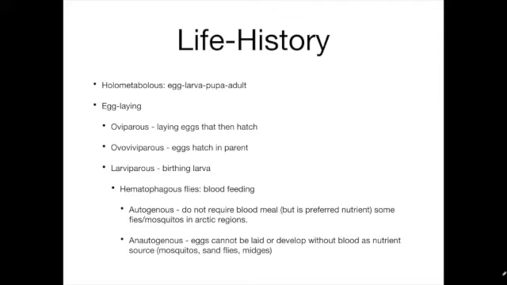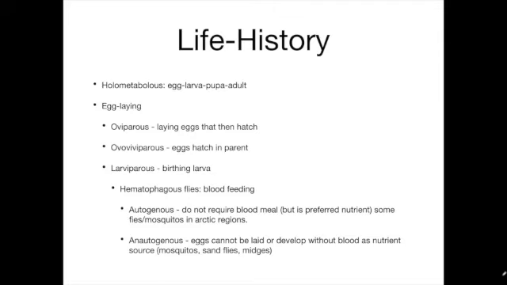Adults that are egg-laying, we have different types of egg-laying that occurs even within the Diptera themselves. Oviparous organisms will lay eggs that will hatch after they've been laid. Ovoviviparous are eggs that are fertilized, they develop as eggs, and then the egg hatches within the female and then is laid as a live organism, a larva. And then larviparous is just live birthing in general.